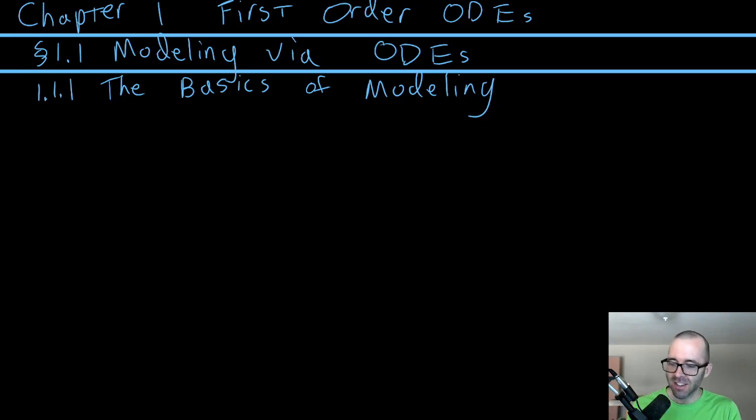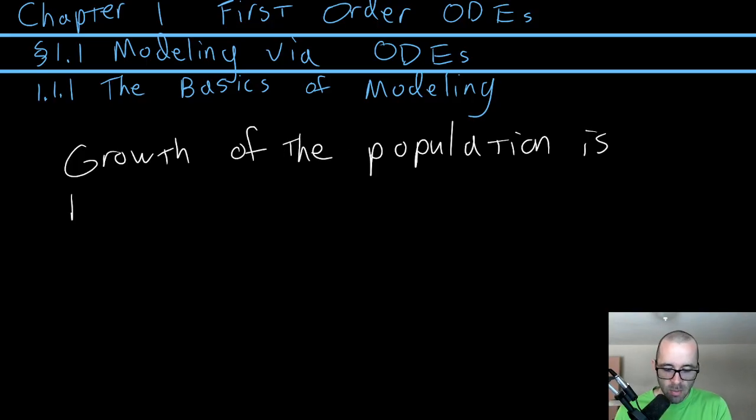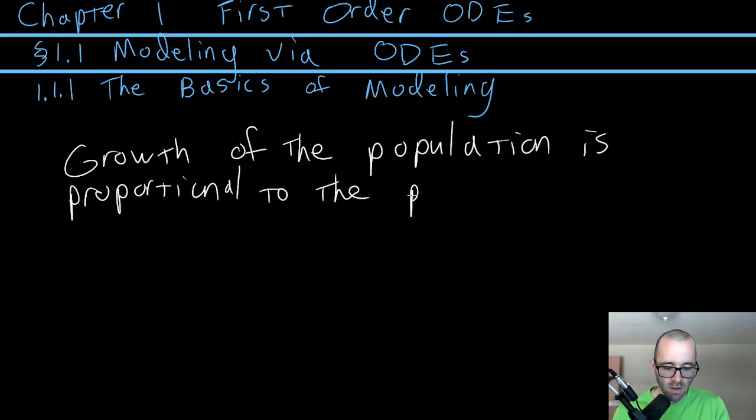So I'm going to start by writing something down. Let's say we're interested in population growth, and specifically I tell you that the growth of the population is going to be proportional to the population itself. This is your first differential equation in this class.